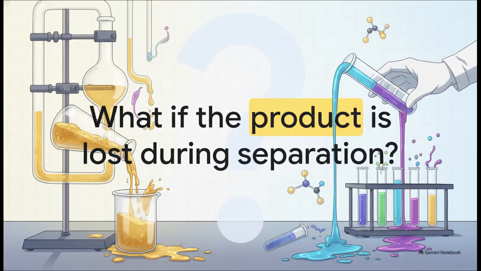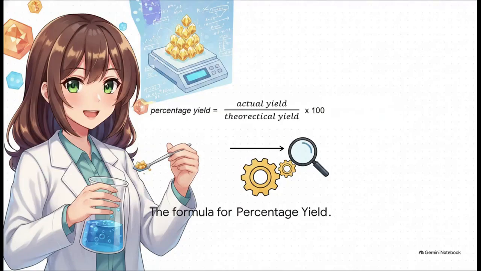All right, now for the final twist of our explainer. We've been doing all this perfect theoretical math, but what if the real world gets in the way? What if the reaction just doesn't go to completion? What if there are unexpected side reactions? Or what if some of our precious product gets spilled or lost during the messy separation purification process in the lab? To account for that messy reality of laboratory science, we calculate something called the percentage yield.